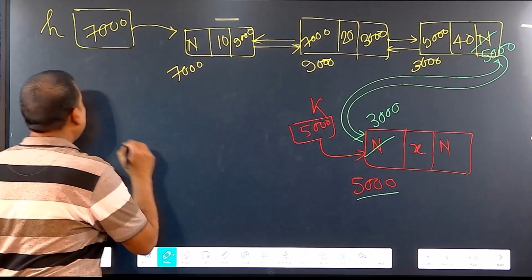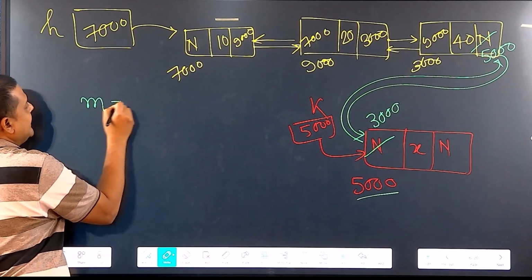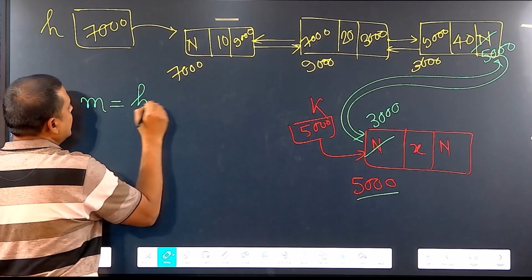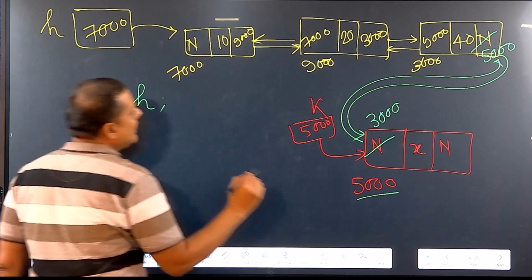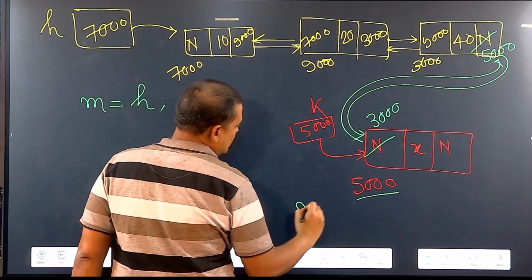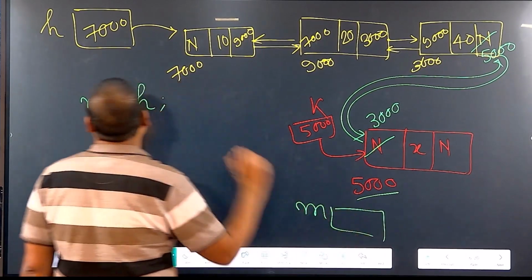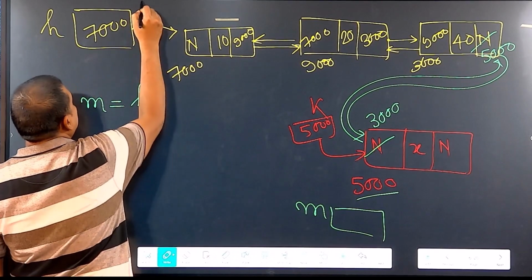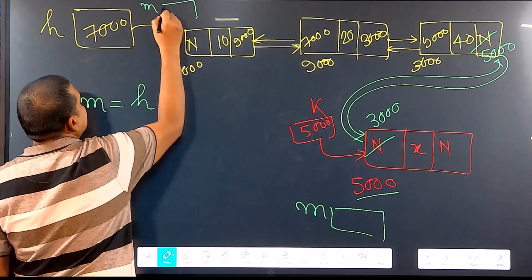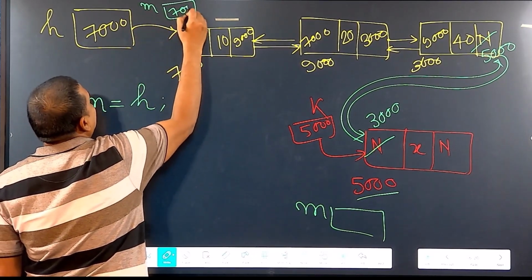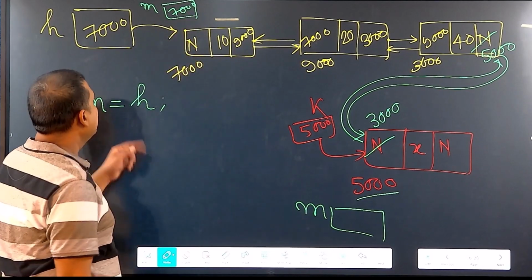So, I will copy. I am declaring some variable m, and I am copying head. So m is now, this is our m, having what value? Say for example, this is our m having the same value, that is 7000. Now, what?